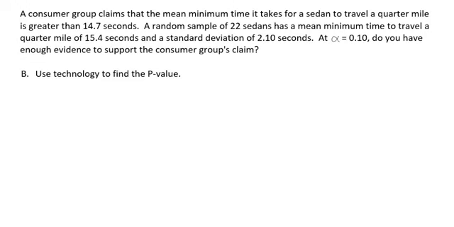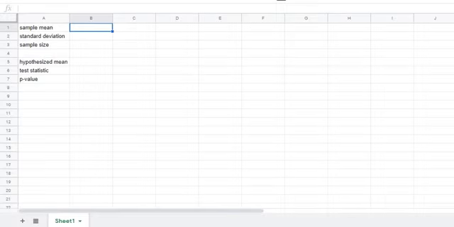Part B, use technology to find the p-value. For this part, we're going to use Google Spreadsheets. Here I've opened up Google Sheets, and I've gone ahead and filled out some entries just so that we can have some good labels. We have the sample mean, the sample standard deviation, the sample size, the hypothesized mean, and the test statistic that we're going to calculate in order to calculate the p-value. So let's fill in our entries for these first four categories, the sample mean through the hypothesized mean. Okay, so I've got my cells filled in.